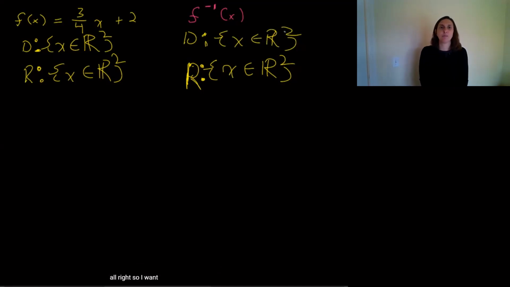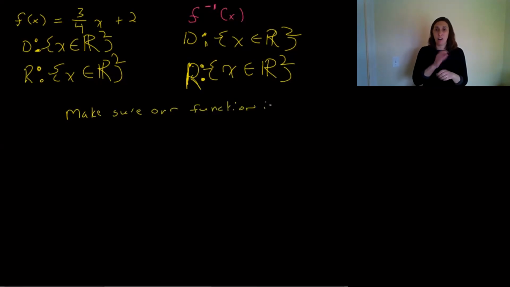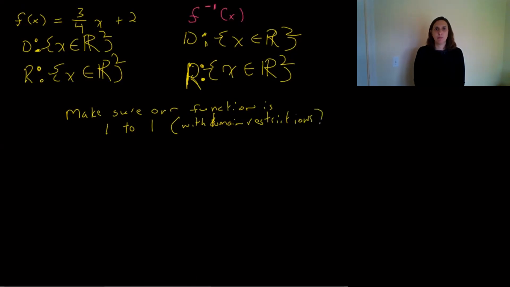All right, so I want steps to find the inverse. The first thing we need to do is make sure our function is 1-to-1. If you need to invert something that isn't 1-to-1, you need to do it with domain restrictions. You pick the parts that you can make 1-to-1. So we make sure it's 1-to-1.